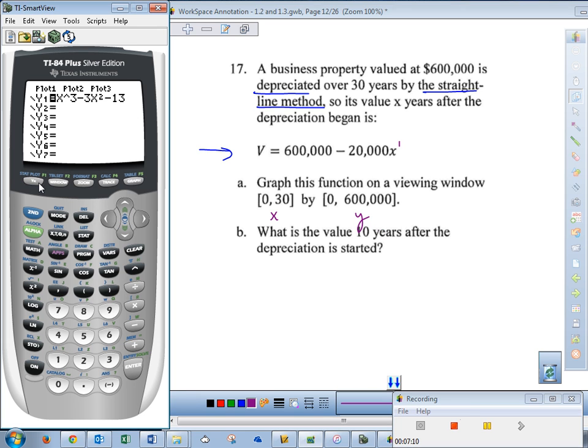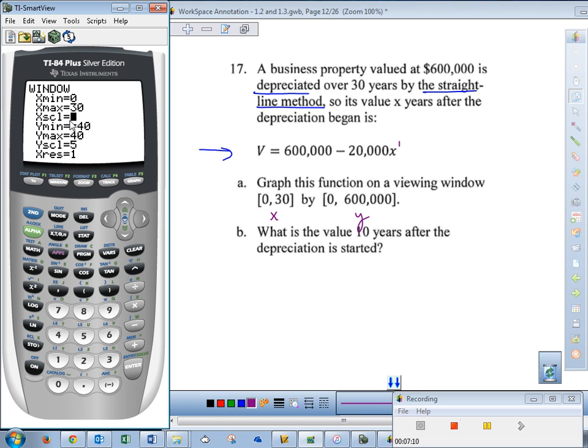So first thing I'll do is punch that function in, clear, amount, 600 thousand. Make sure you get the right amount of zeros. 1, 2, 3, 4, 5. Minus 20,000x. And then let's go straight to window right away. So there's my actual function itself. Straight to window. X parameters 0 to 30. So 0 is your x minimum. 30 is your x maximum.